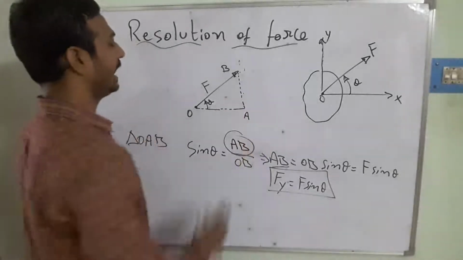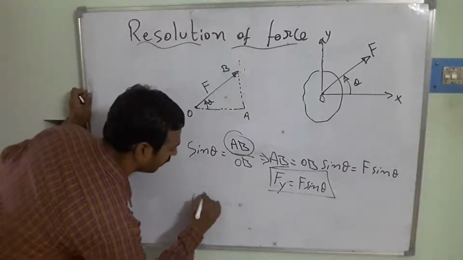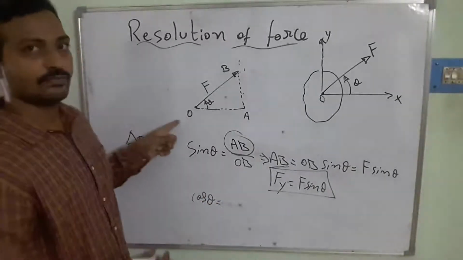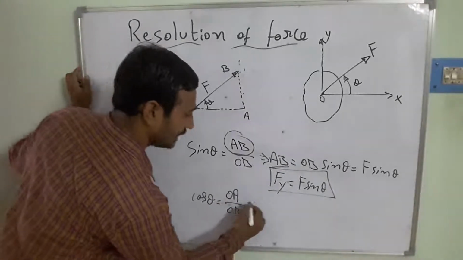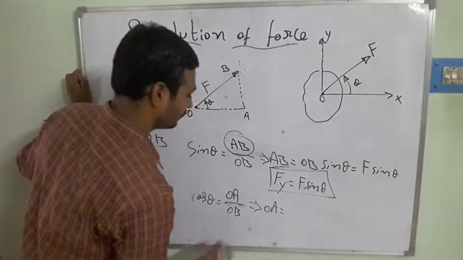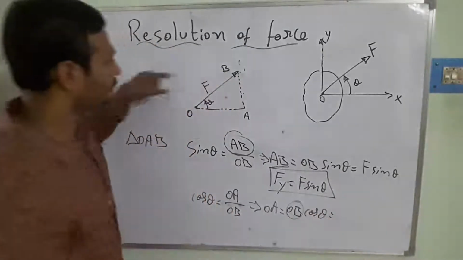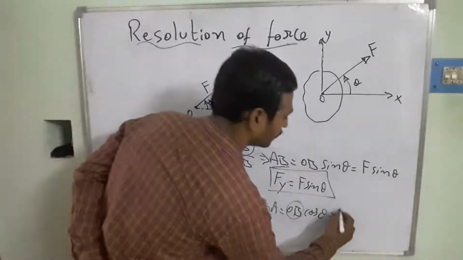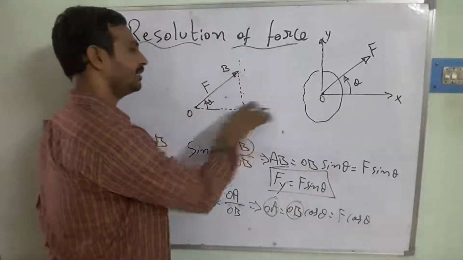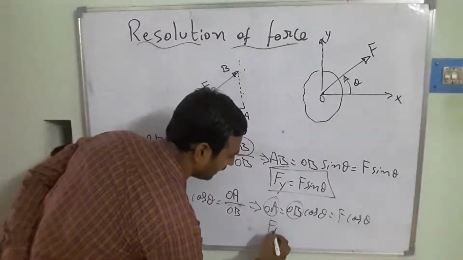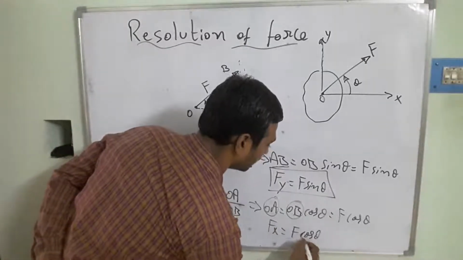And similarly, how are we going to be calculating the OA here? That I am going to be taking as the cos theta. So cos theta is equal to, what is the formula? Adjacent side, that is going to be OA divided by OB. And similarly OA is equal to OB into cos theta. OB is the applied force F. That's going to be F cos theta, we got it. And then this OA is going to be representing the horizontal axis, so I am going to take Fx, that is equal to F cos theta, we got it.